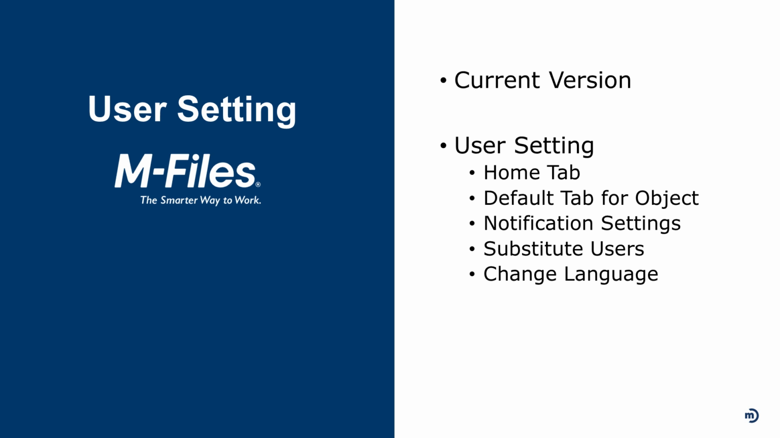Under the Home tab, you actually can control, when you open up M-Files, what area you start in M-Files. That's pretty cool, and I'll show you how to set that. The default tab for objects. This is where you will actually control something where you go from object to object. So instead of having it left off where you were before, you can force it to a certain view.